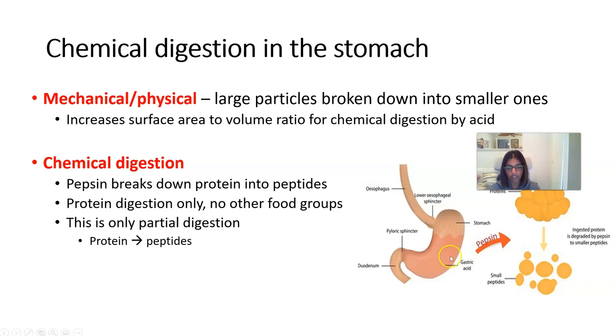So now that the pH of the stomach is at pH 2, pepsin will work at its peak and it will break down these large protein molecules chemically into smaller peptides. Now, this is only the start of protein digestion, and it will continue on in the small intestine. But this is the first phase of it, and this is the reaction that happens.